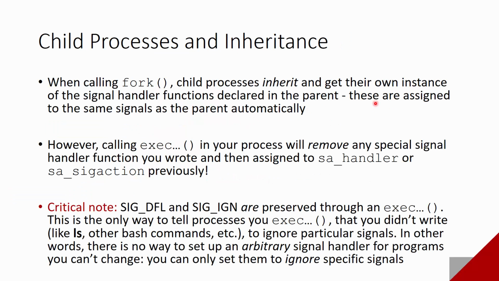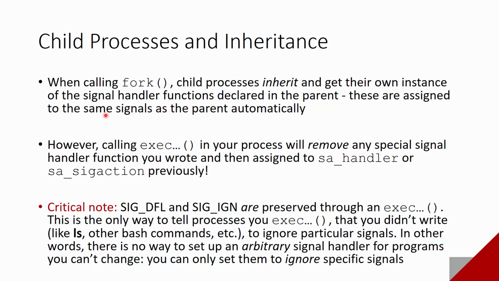Okay, so child processes and inheritance. When you are calling fork, the child processes are going to inherit and get their own instance of the signal handler functions declared in that parent. These are going to be assigned to the same signals as the parent automatically. So a child process that you've created has the same signal handler functions that you've previously defined. So that could be good, that could be bad, depends on what you're doing. So be aware that they're all going to be inherited.